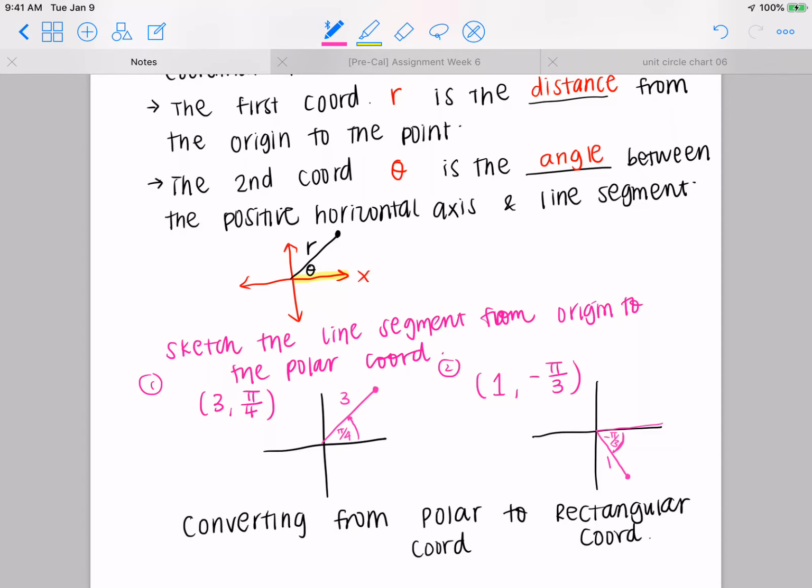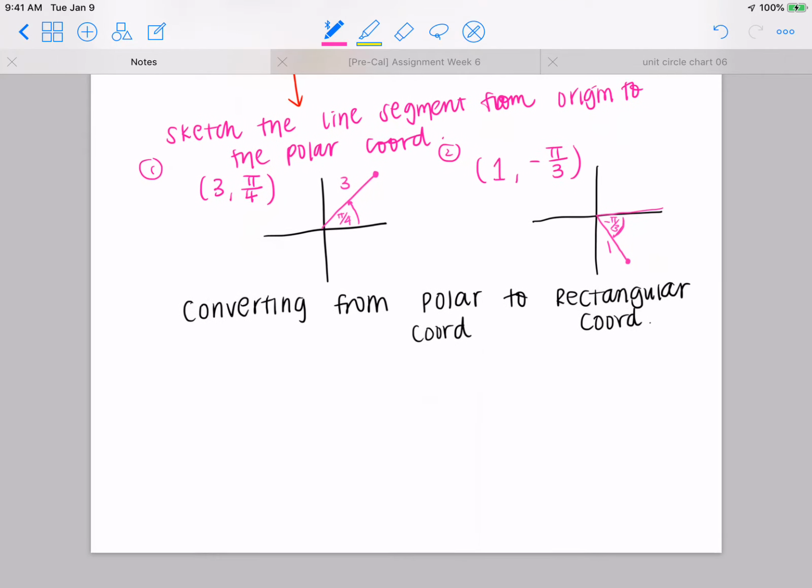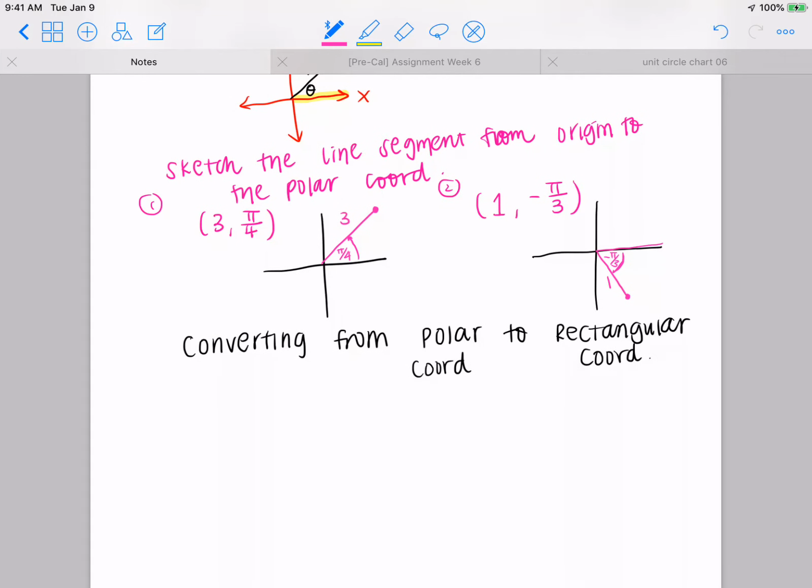Now the next part, we're going to be converting from polar coordinates to regular coordinates. That means we're converting from r comma theta, sorry, did I say regular? Rectangular. Rectangular is the ones that we usually work with, x comma y.